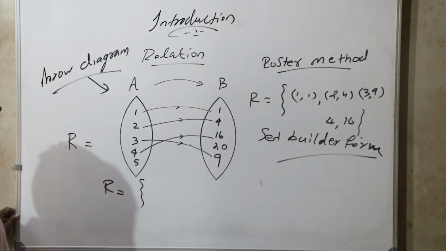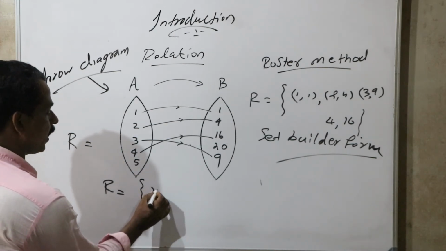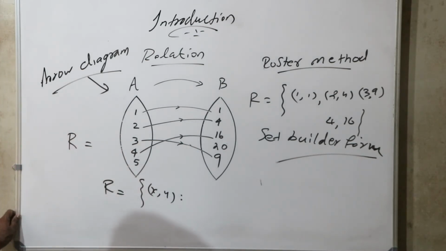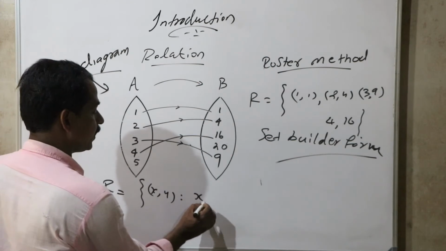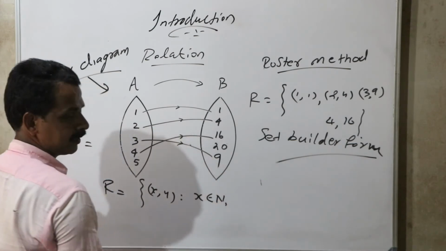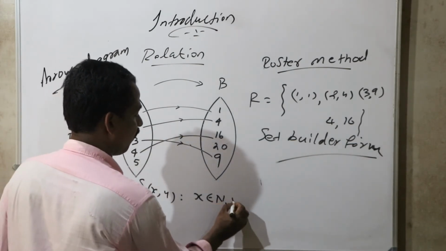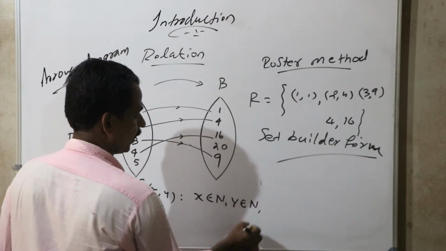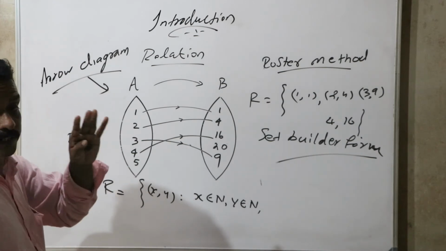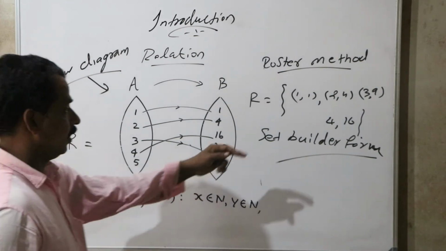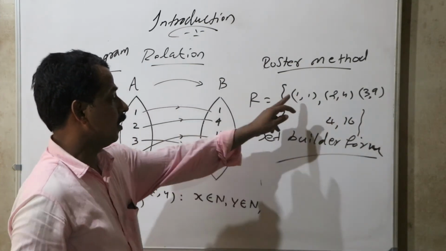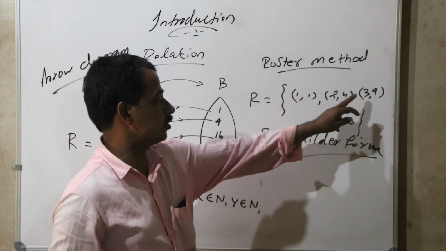R is equal to xy such that x element of N, y element of N. This is the relation in set builder form. 1, 2, 2, 4, 3, 9 and 4, 16. X elements 1, 2, 3, 4.